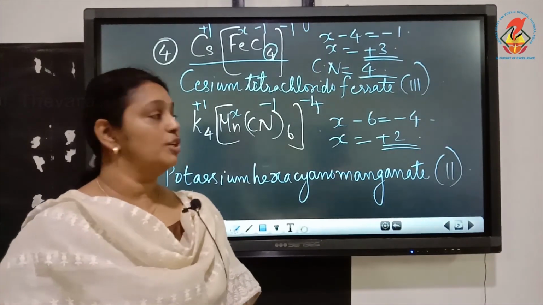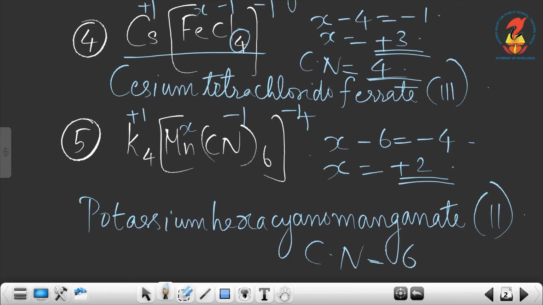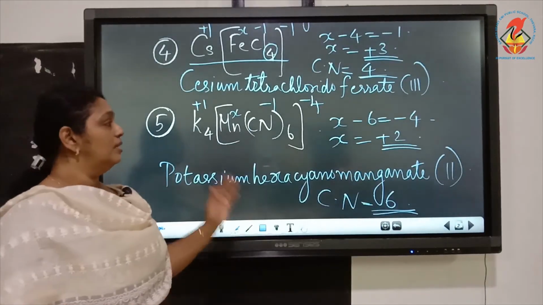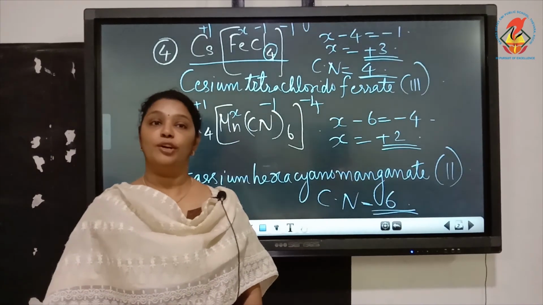And what is the coordination number of manganese in this? Coordination number is 6, because we have 6 cyanide ion as the ligand. So this is how we write the IUPAC nomenclature of coordination compounds.